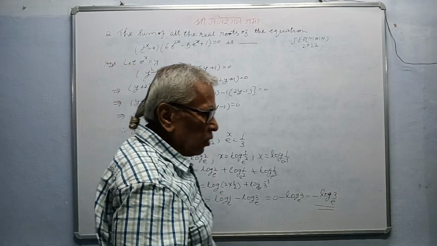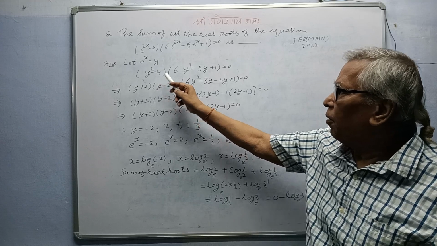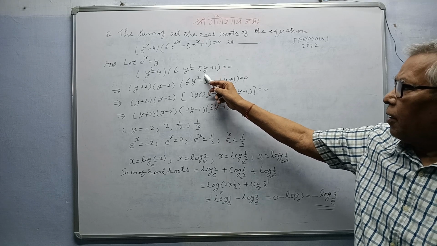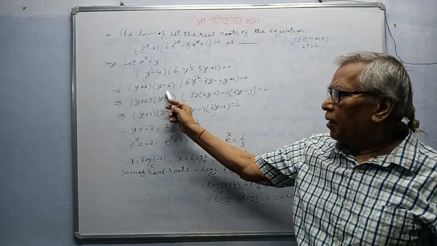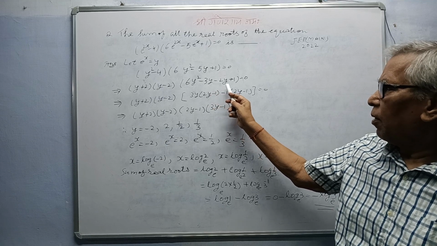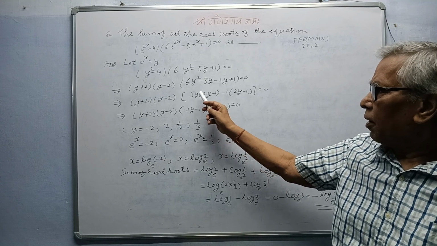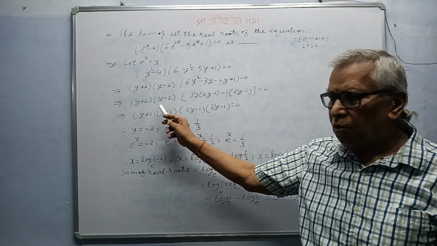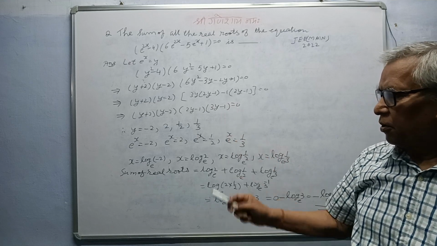So (y square minus 4), since e to the power 2x is y square, into (6 y square minus 5 y plus 1) is equal to 0. a square minus b square is (a plus b) into (a minus b), so (y plus 2) into (y minus 2). 6y square minus 3y minus 2y plus 1 is equal to 0. 3y common, (2y minus 1), (2y minus 1) is equal to 0. So (y plus 2) into (y minus 2), (2y minus 1) and (3y minus 1) is equal to 0.